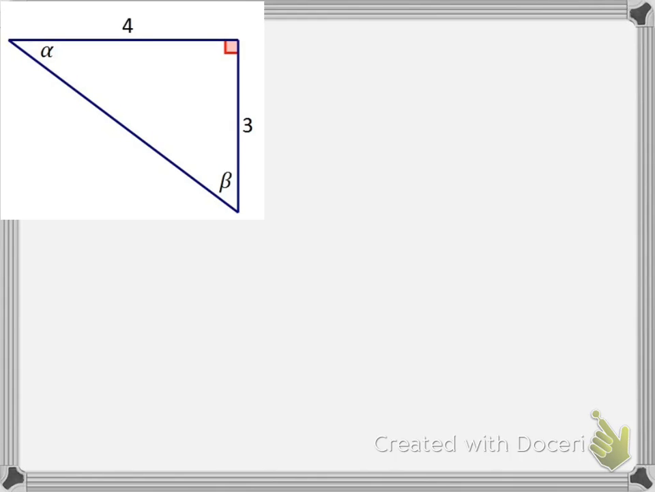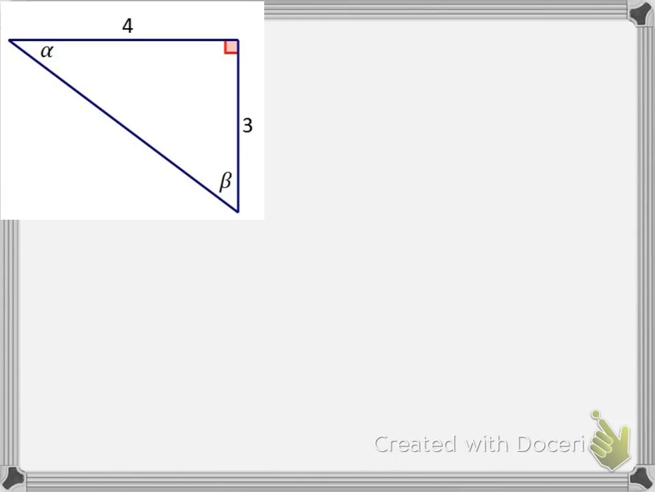Okay, this is example 3 from the Trig 1 notes. It says find the values of the 6 trig ratios for alpha and beta. Those are just Greek letters for A and B. And we'd like to use them for angles, but we don't have to. We could use A and B, but we just chose alpha and beta. So don't freak out about those.